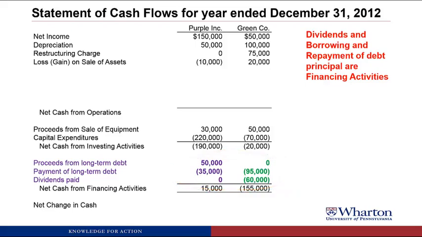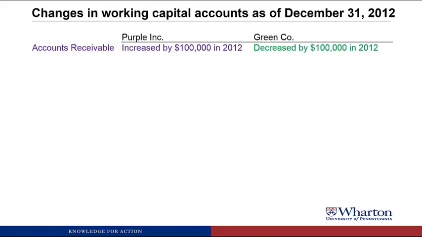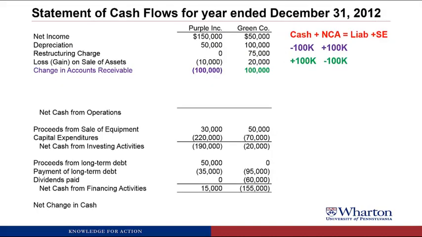So now we're done with the investing and financing sections of the statement of cash flow, so we're going to go back and work on the rest of the operating section. I'll give you the changes in the working capital accounts, and we'll go ahead and put those in the cash flow statement. So for accounts receivable, Purple had an increase of $100,000 during 2012, whereas Green had a decrease in accounts receivable of $100,000. So to know whether to add or subtract these, we need to use the balance sheet equation. Cash plus NCA equals liabilities plus stockholders' equity.